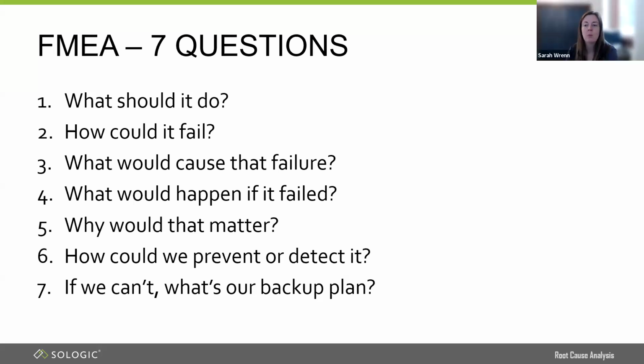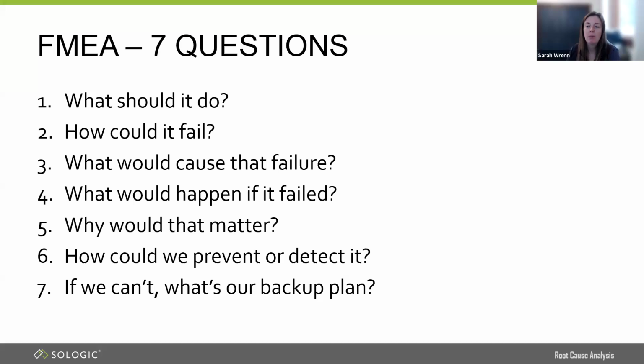Number 4 on our list is what would happen if it failed? And I think this is where we learn so much from our teams. Exactly. This question helps us describe observable effects. What would operators, customers, or systems notice if something failed?